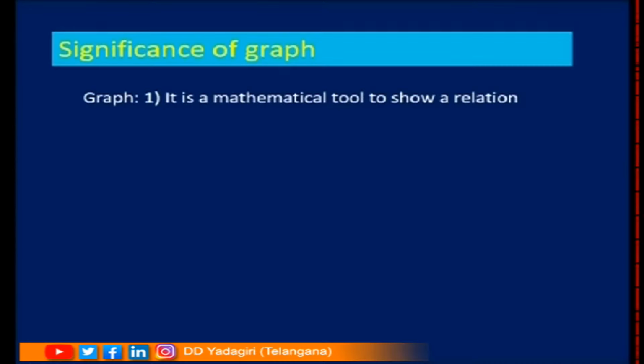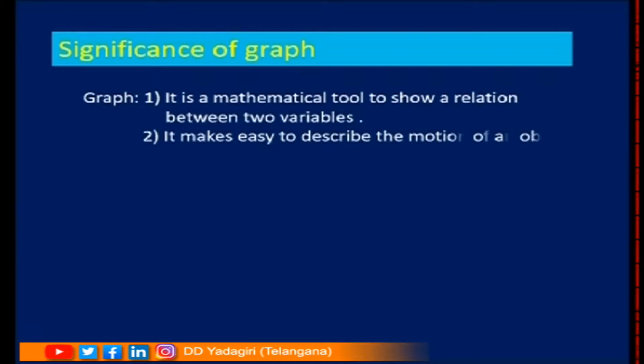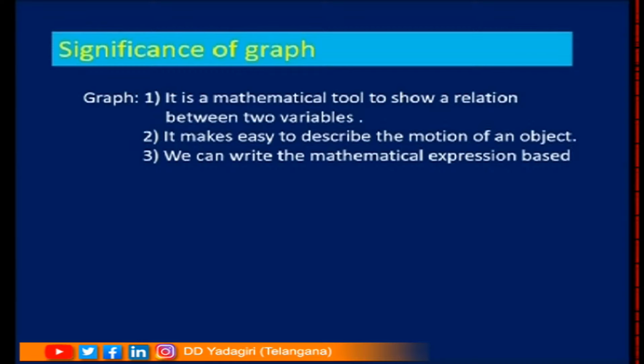What is a graph and what is the use of the graph? A graph is a mathematical tool to show a relation between two variables. It makes it easy to describe the motion of an object. We can also write the mathematical expression, children, based on the graph. So now in this session we are going to draw the graph between time and distance.